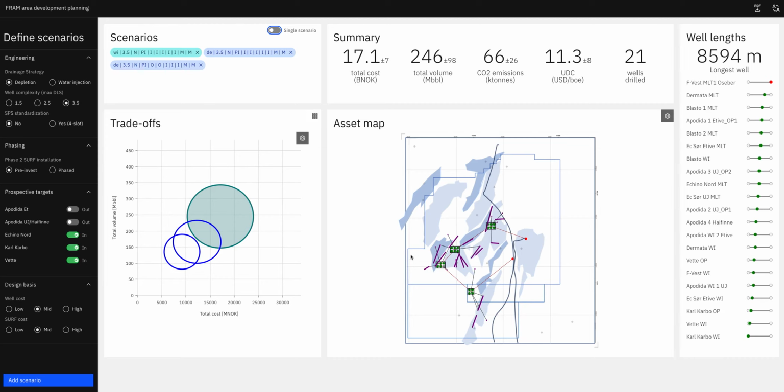So this is something we built for them in about 6 weeks. And we also expect to continue to develop the solution as the project matures through subsequent decision gates and towards final investment decision.